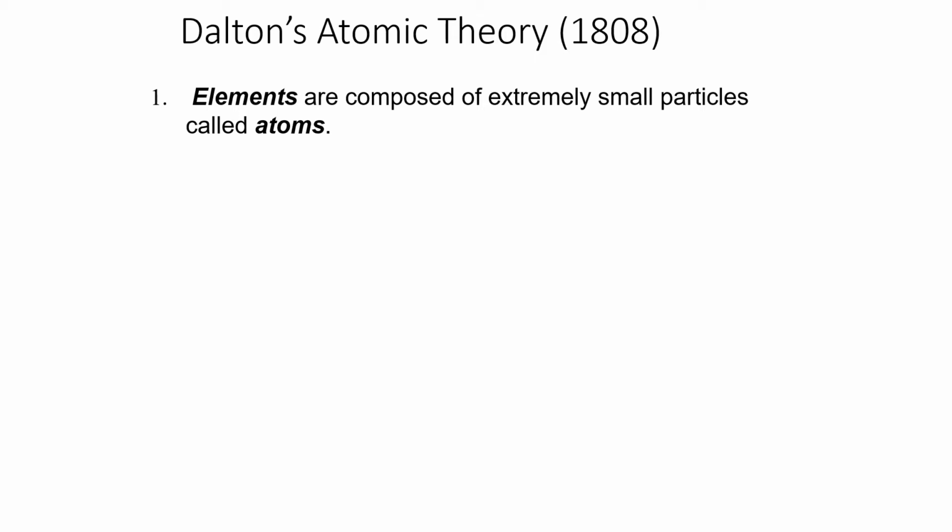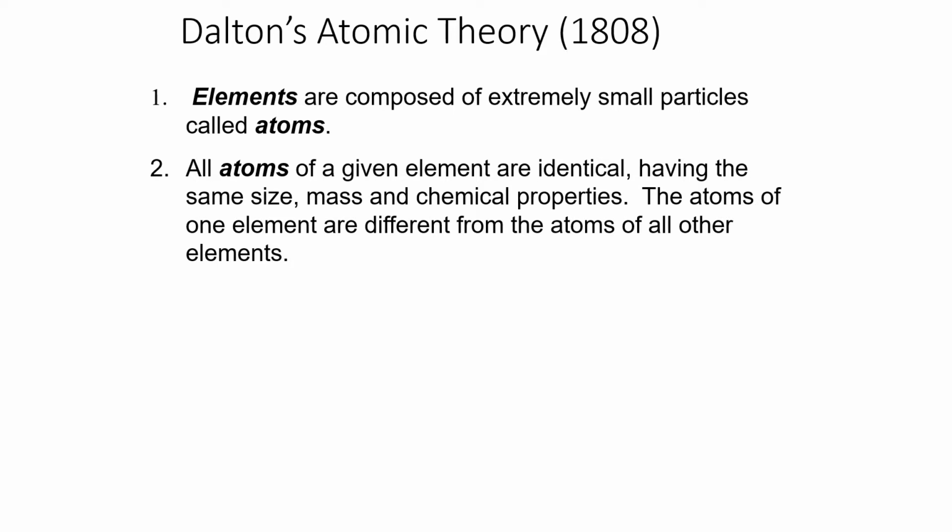Elements are composed of extremely small particles called atoms. Okay, everyone agrees upon that. The second statement: all atoms of a given element are identical, having the same size, mass, and chemical properties. The atoms of one element are different from the atoms of all other elements. And while most of this statement is true, this part of Dalton's atomic theory had to subsequently be amended.